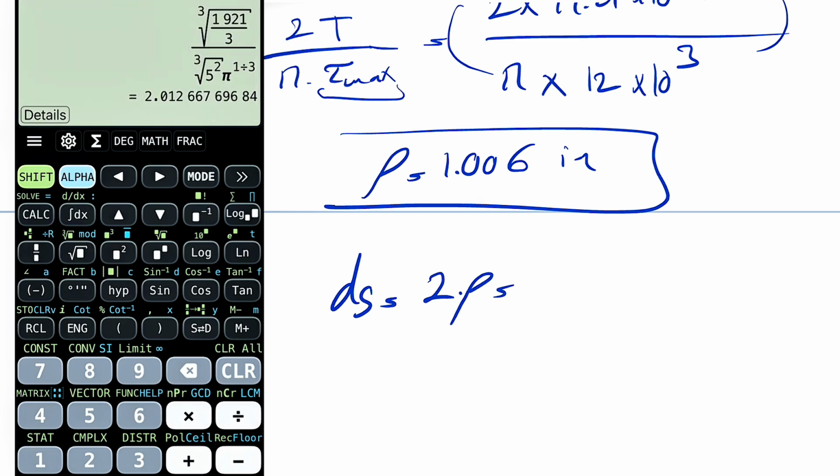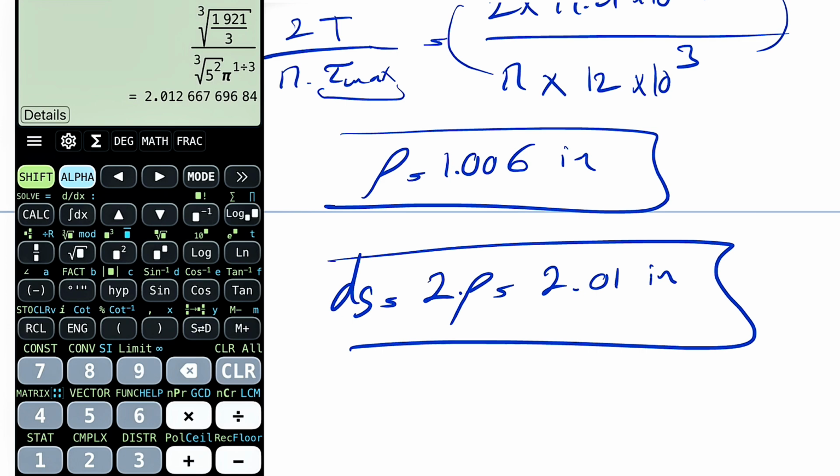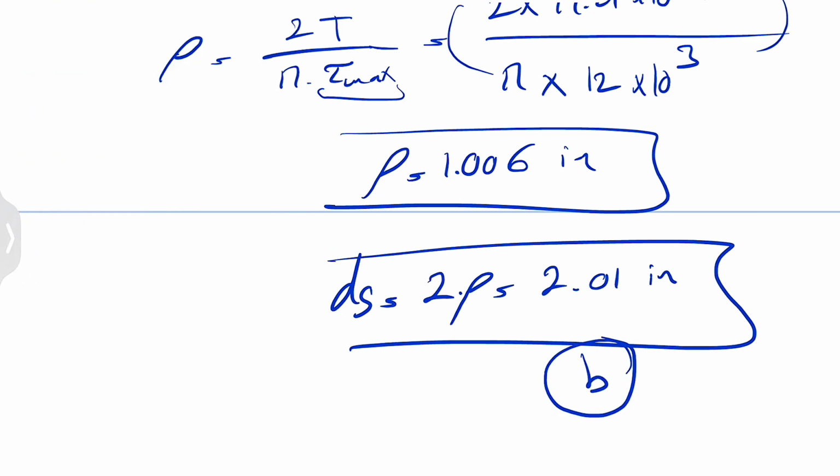That's going to be 2.012, or we can just keep the 3 significant digits that we usually do for these questions. And yeah, that's going to be the answer for the B part of this question.